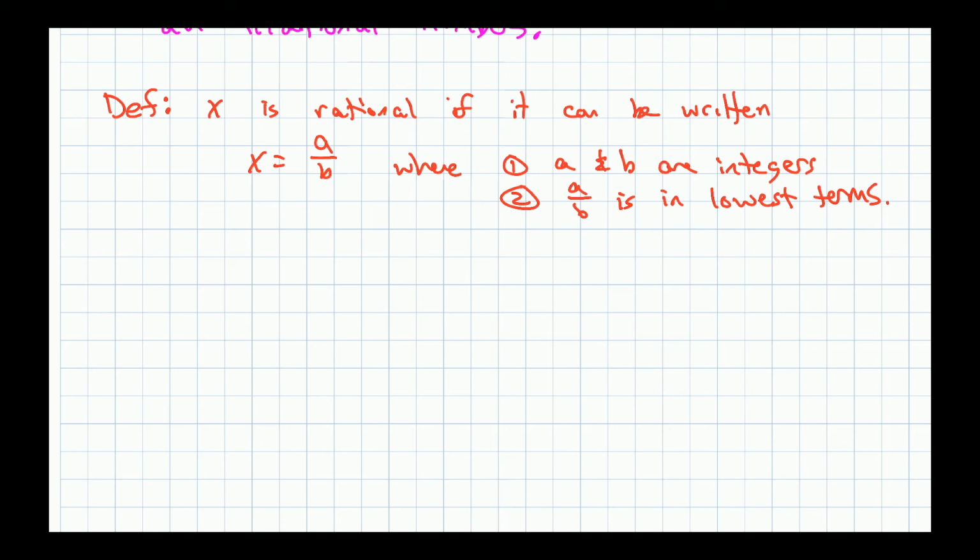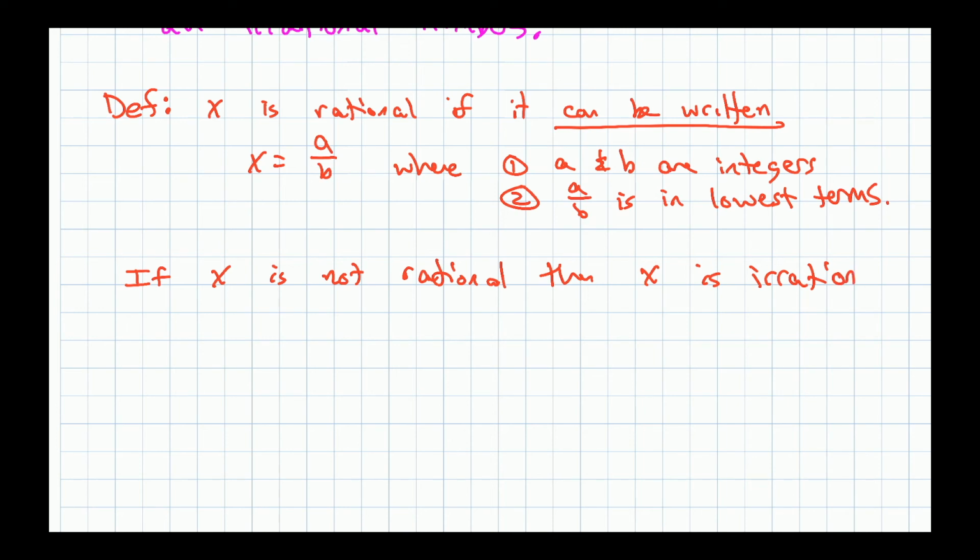Okay, and it's actually that second part that's important for this proof. If you ever had a fraction that's not in lowest terms, then you can reduce the fraction to make it lowest terms. Like if you say x equals 12 over 36, that's not in lowest terms, but you can write it in lowest terms by writing it as one third, right? It doesn't say that you did write it in lowest terms. It said if it can be written. If there's a way to write it in lowest terms, then that means it is rational. And if you can't do that, that means irrational. If X is not rational, then X is irrational. That's just, again, by definition.